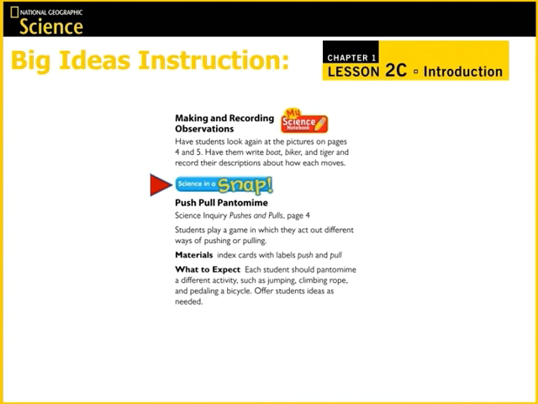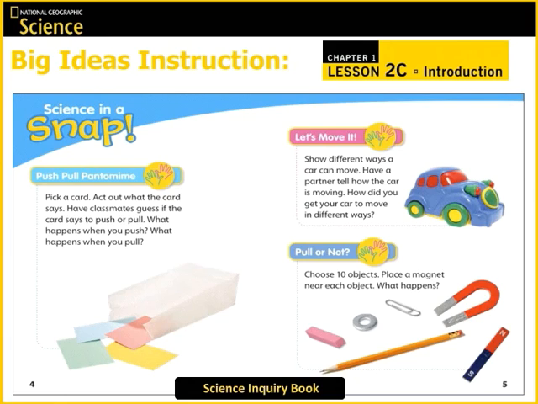You'll see references to the Science in a Snap throughout the chapters. The Science in a Snap are quick activities that you can use to help your students understand the science concept at hand without getting materials out of the kit. In 30 seconds or less, you have an activity that is ready to go and engaging as well. Science in a Snap activities are found in the student inquiry books.